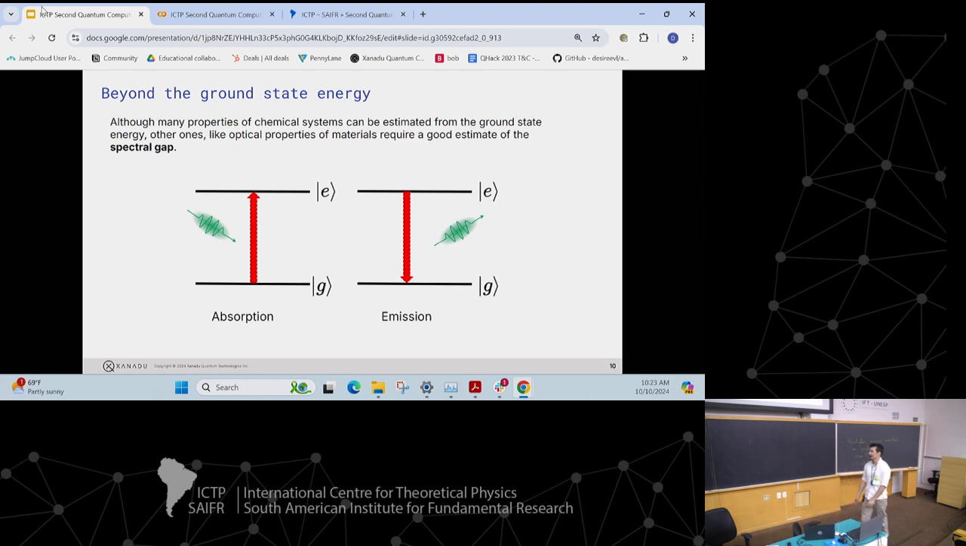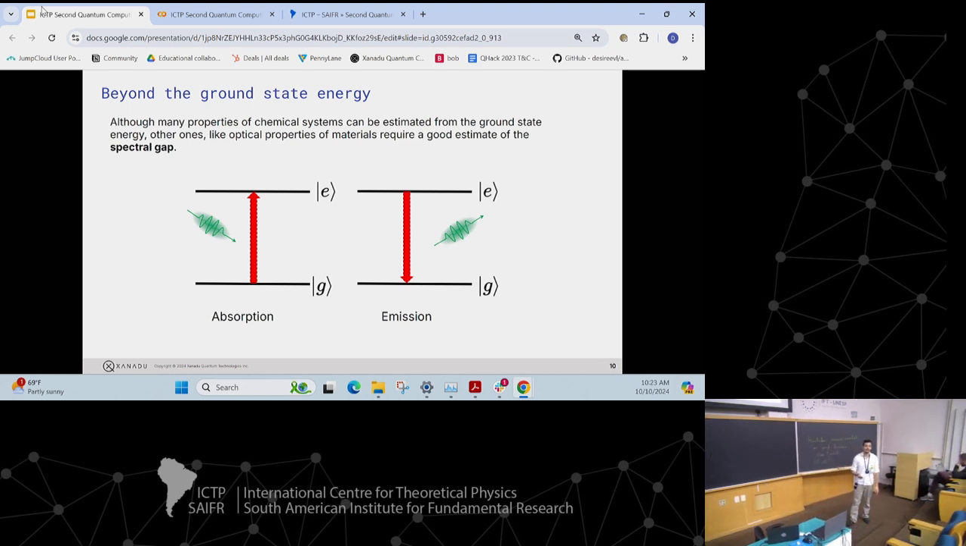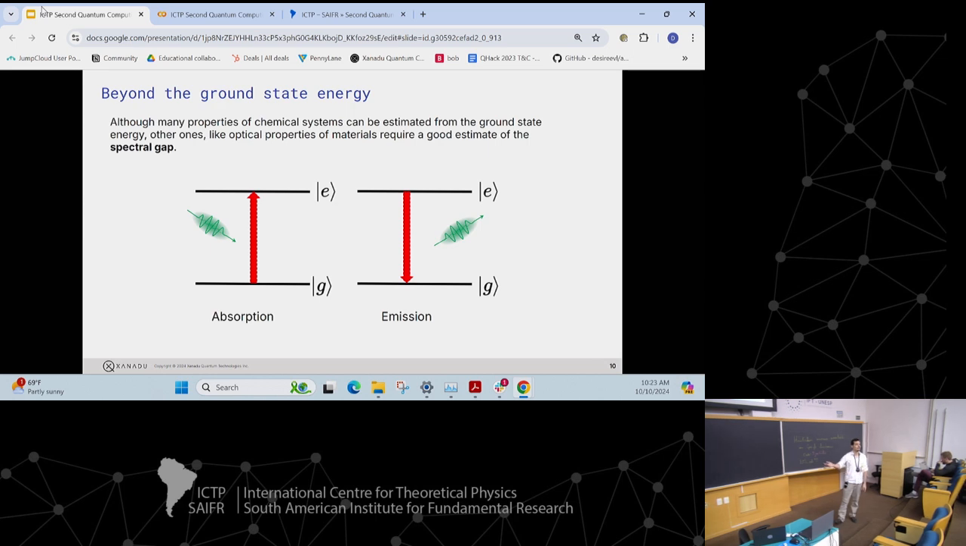So if you want to understand things like absorption and emission, this naturally leads to things like, if you want to calculate the spectrum of a molecule, you can do it computationally. There is some benefit to having a computational model of the spectrum to know what to expect in an experiment.